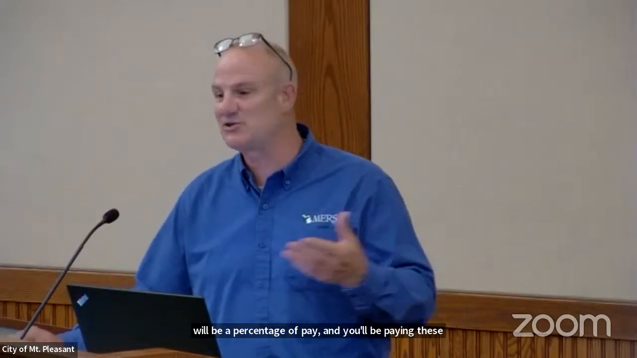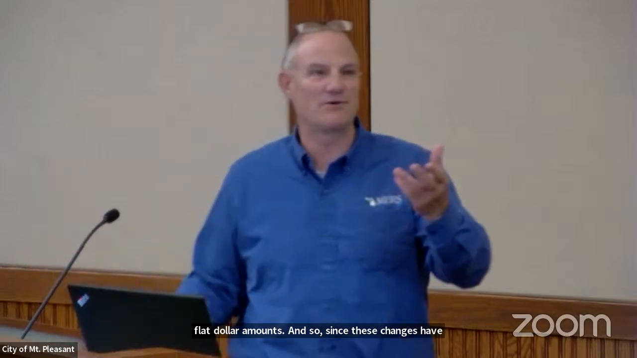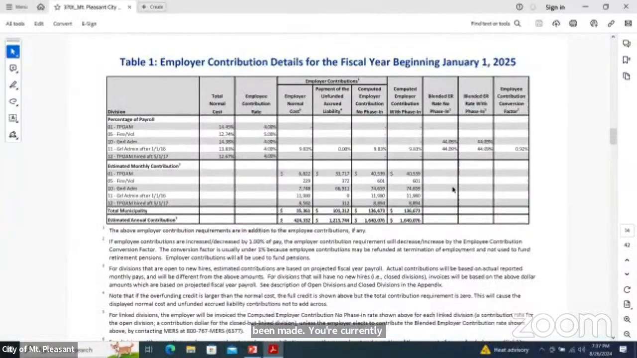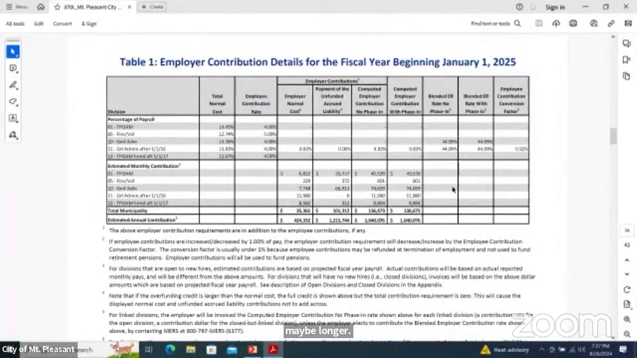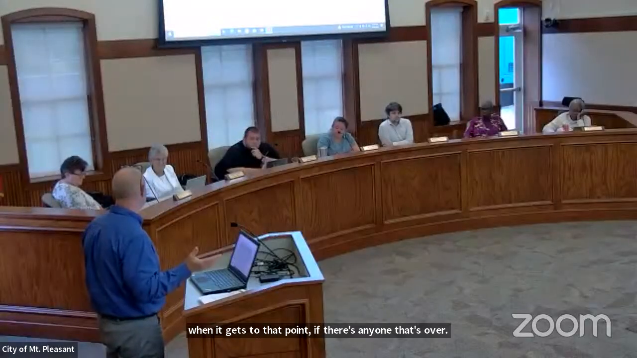And so since these changes have been made, you're currently paying a flat dollar amount for your defined benefit plans. All of those employees that you currently have are in that plan, your retirees are still there, and they'll have to work through the system. Eventually, there'll be no longer active members, there'll be no longer retirees and beneficiaries, and that pension system will have zero liabilities and may have assets in there. When it gets to that point, that could be 60 years down the road, maybe longer, if there's any money left over, we send a check back to the city, because those dollars are the city's.